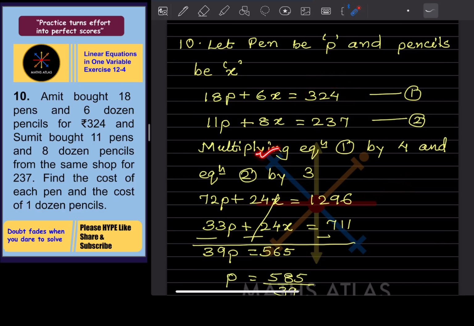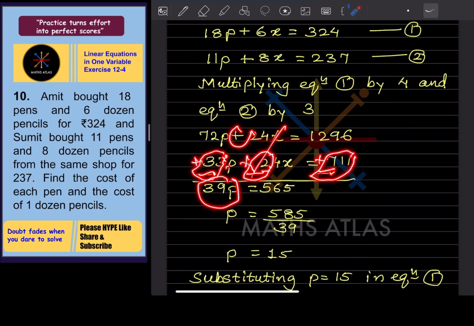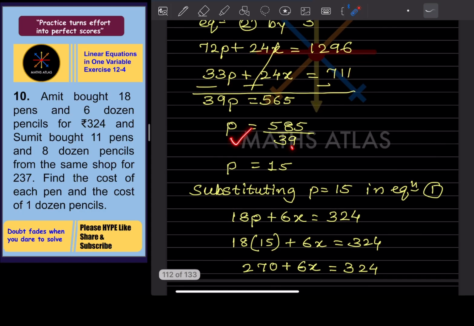So here it's written multiplying equation 1 by 4 and equation 2 by 3. Again, this by 3 means 33p plus 24x, that is going to be multiplied by 3 here, so 711. So now you can see this is plus here, so this will be minus, plus, so minus here. So now look at the new sign. This is plus 24x minus 24x, so this gets cancelled. Now look at here, 72 minus 33, which is going to be 39p, and here 1296 minus 711, which is going to be 565.